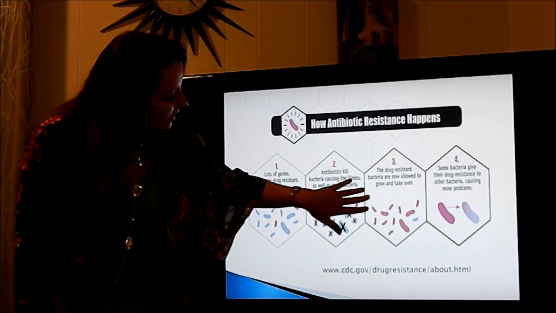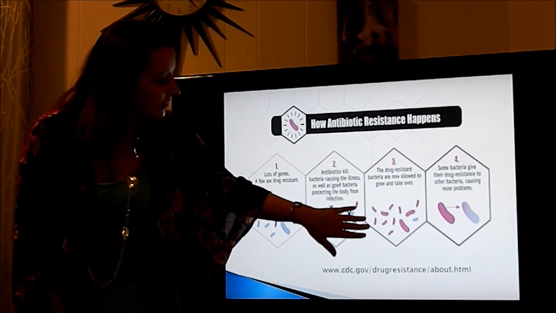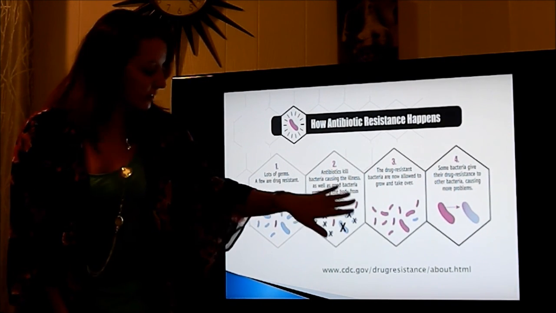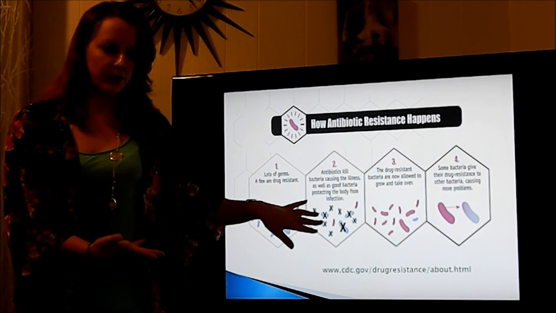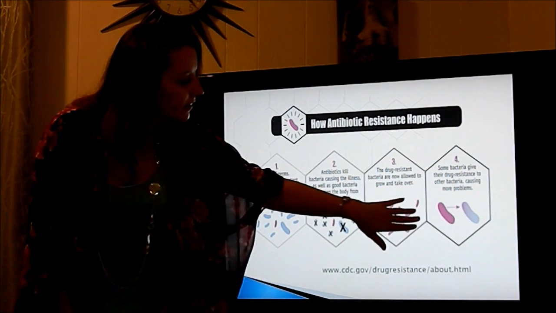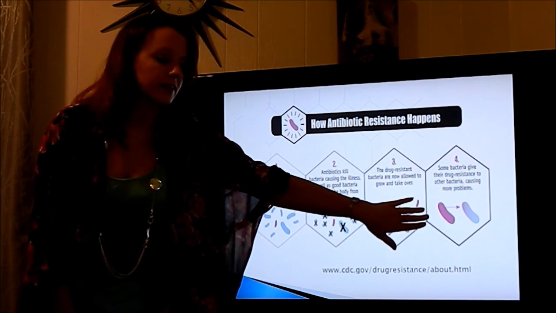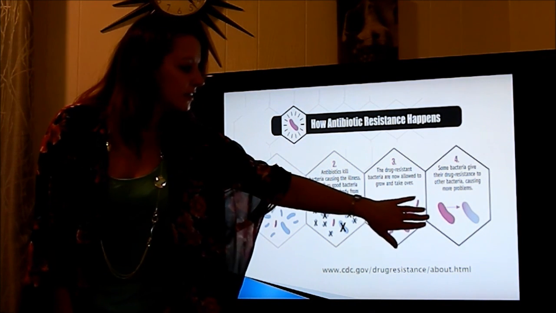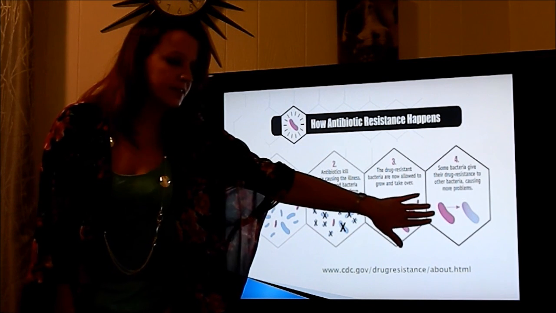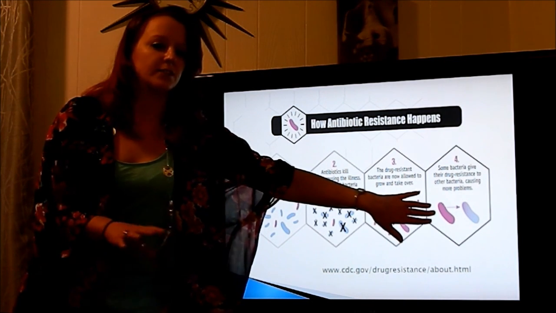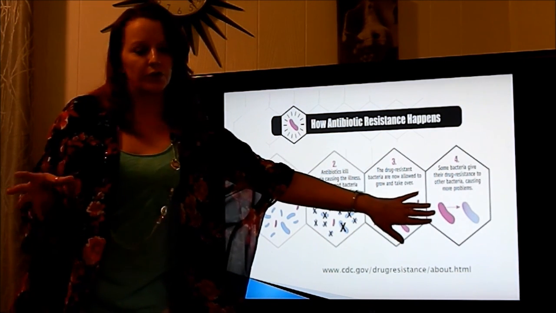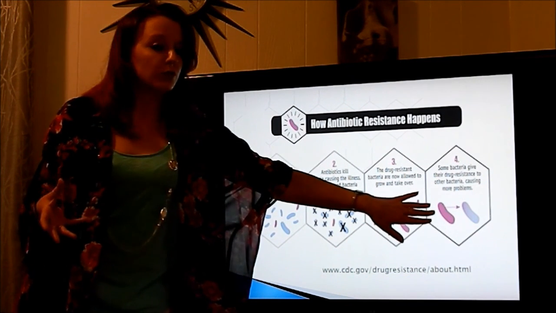Then in the third box, the drug-resistant bacteria are now allowed to grow and take over because all the other bacteria have now been killed off. And then finally, some bacteria give their drug resistance to other bacteria, which causes more problems. And the drug-resistant bacteria can also pass their resistant genes on to your good bacteria or your normal flora.